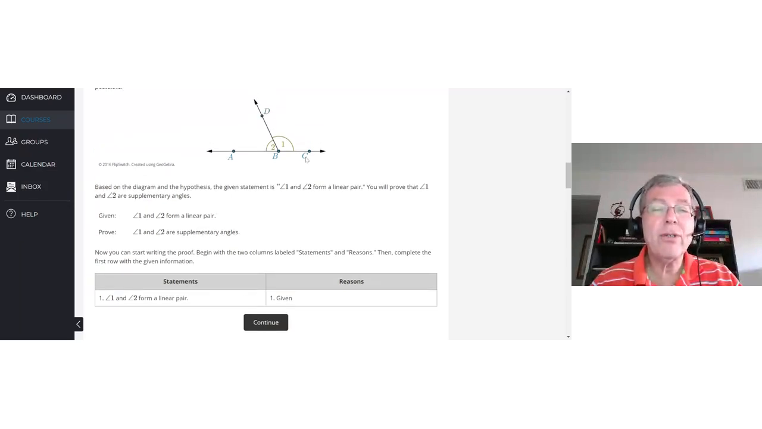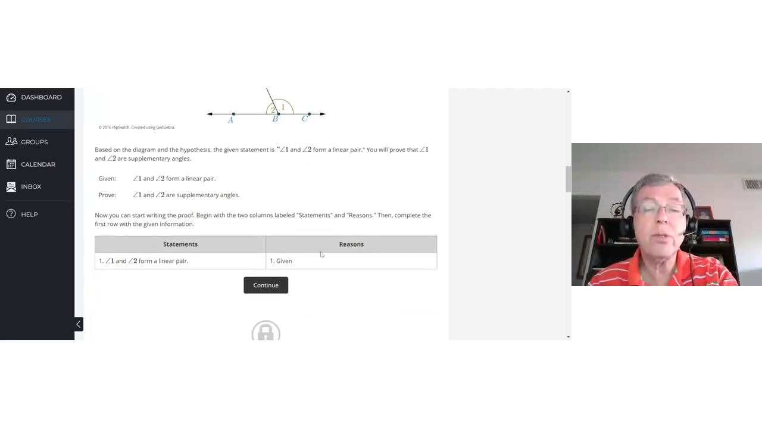So we have the picture. We see 1 and 2. We are told up here that they form a linear pair. That means that they add up to 180 degrees. That's the definition. We want to prove that 1 and 2 are supplementary, that they add up to 180 degrees. Given that 1 and 2 form a linear pair, prove 1 and 2 are supplementary angles. So the first is always the given. Angle 1 and angle 2 form a linear pair.